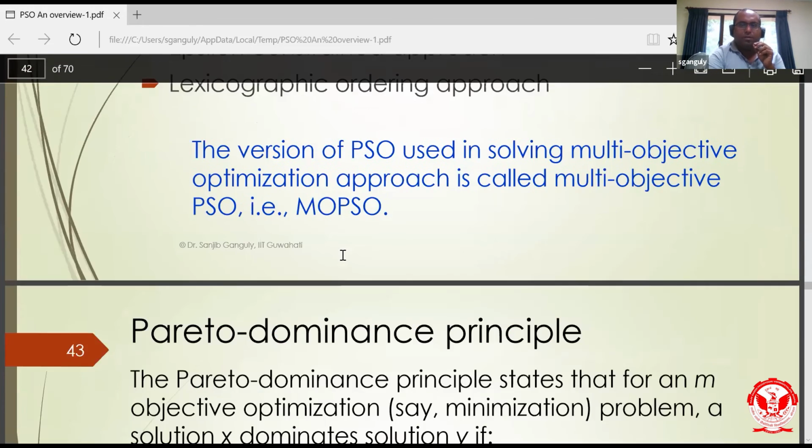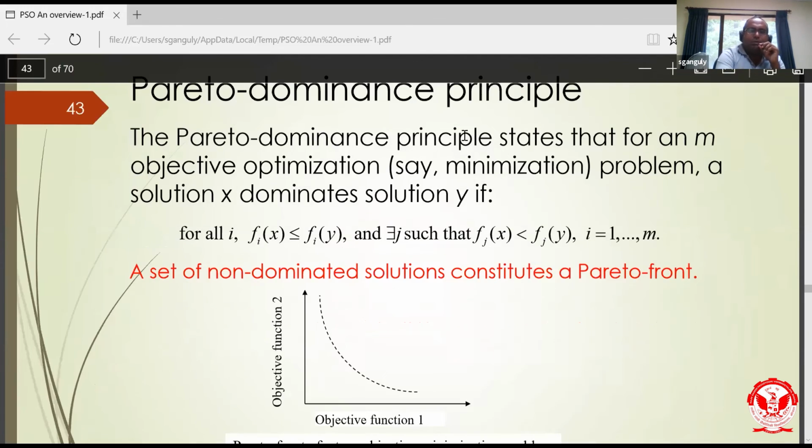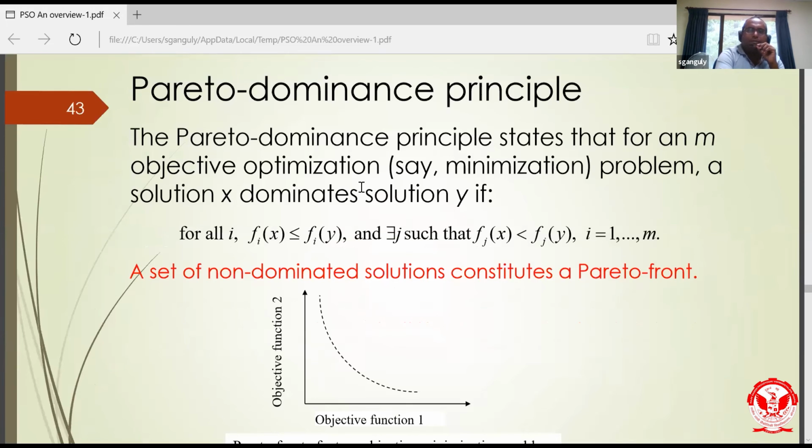This Pareto dominance based approach follows the Pareto dominance principle, which says that for an m objective optimization problem, if you have m number of objective functions, solution x dominates solution y if this criterion is satisfied for a minimization problem: for all objectives, f_i(x) is less than or equal to f_i(y), and there exists at least one objective j in which f_j(x) is strictly better than f_j(y).